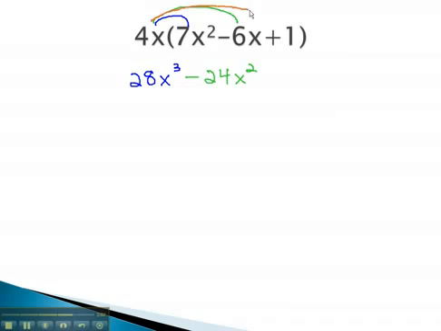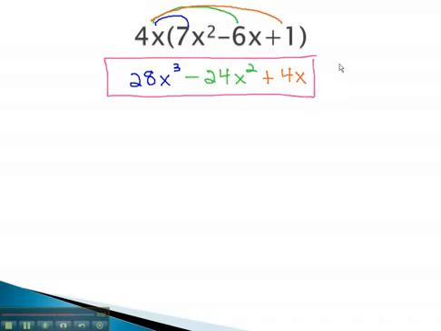Finish by multiplying the 4x times the 1. 4x times 1 is 4x, and that will complete our problem. Again, we are not allowed to combine the 28, -24, and 4 because they are not like terms. The variables do not have matching exponents. This will complete our problem.